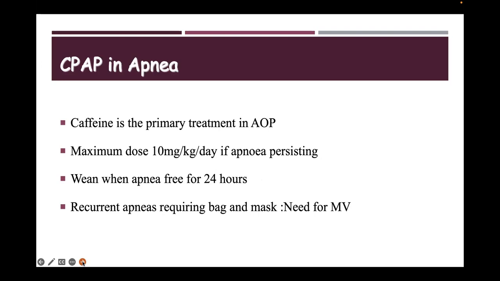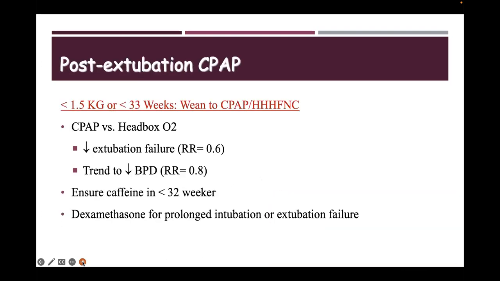In apnea, since the lungs are normal, we use lower settings, pressures of 4 to 5. And again, FiO2 is usually kept between 20 to 30% to get the desired saturation. Remember, the drug of choice for apnea is caffeine. Post-extubation, all VLBW babies are put on CPAP with pressures of 5 to 6. FiO2 similar to the ventilation.